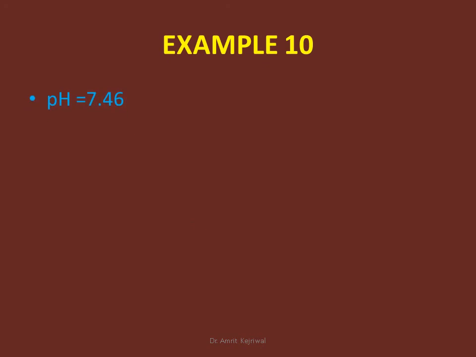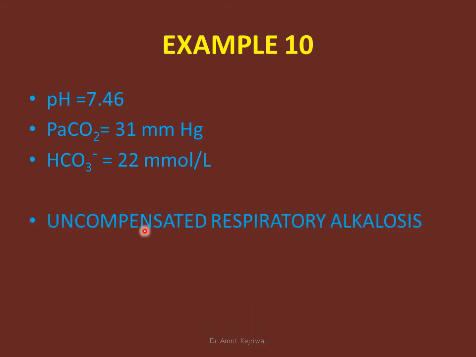Example 10. pH is 7.46. PaCO2 is 31 millimeters of mercury and bicarb is 22 millimoles per liter. So this goes in favor of uncompensated respiratory alkalosis. We see that pH is increased, PaCO2 is decreased and bicarb is almost the same.